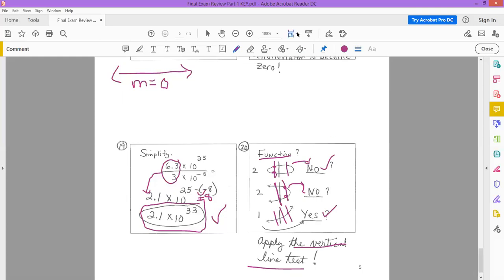And we'll stop here and pick up with part 2 of the final exam review immediately following this section.